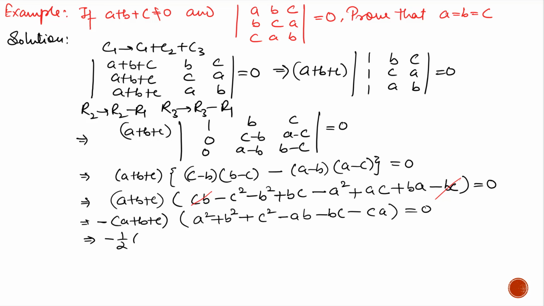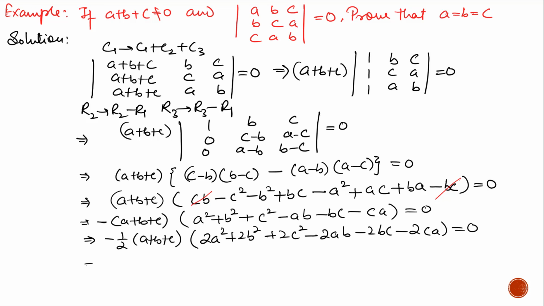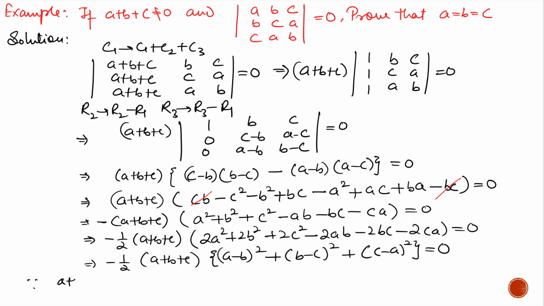And now multiply by 2 and divide by 2. So we take 1 by 2 common and multiply 2 inside. We will get 2a square plus 2b square plus 2c square minus 2ab minus 2bc minus 2ca equals 0, which equals minus half (a plus b plus c) whole multiplied by [(a minus b) whole square plus (b minus c) whole square plus (c minus a) whole square], which equals 0.